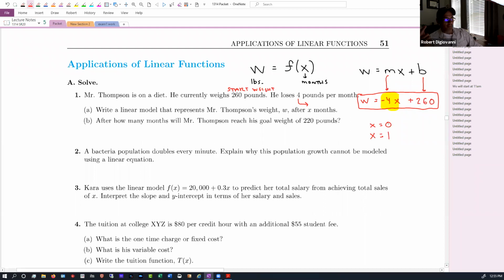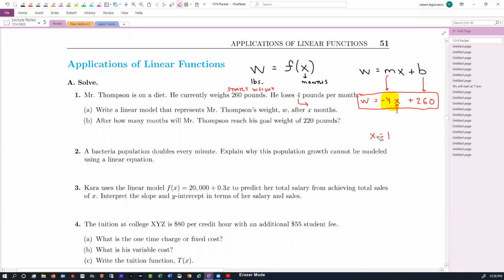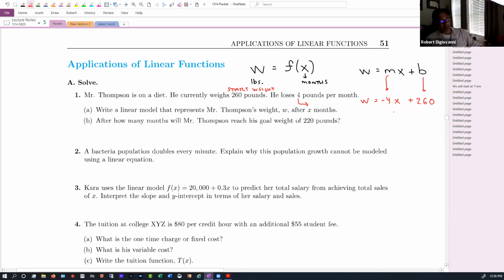Okay, now what's his weight after 1 month? Well, if x is 1, then what's going to happen if you replace that x with 1? You'll be subtracting 4 from 260. So he'll weigh 256. Do y'all see that? And then if I plug in 2, it'll be less, and 3, it'll be less, and 4, it'll be less. Every time x goes up, his total weight continues to go down, but it started at 260. Does that make sense? Yeah. Okay. Now, that answers part A.